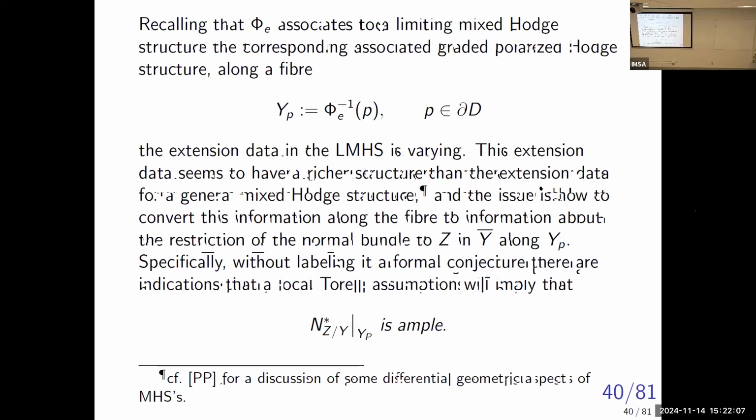Intuitively, if you had your divisor at infinity and you blew stuff up, then the limiting Hodge structures don't change on the blown up stuff. So you're never going to get ample conormal bundle. But if the limiting mixed Hodge structures are really varying along the strata, then the conjecture is that you get ample conormal bundle.